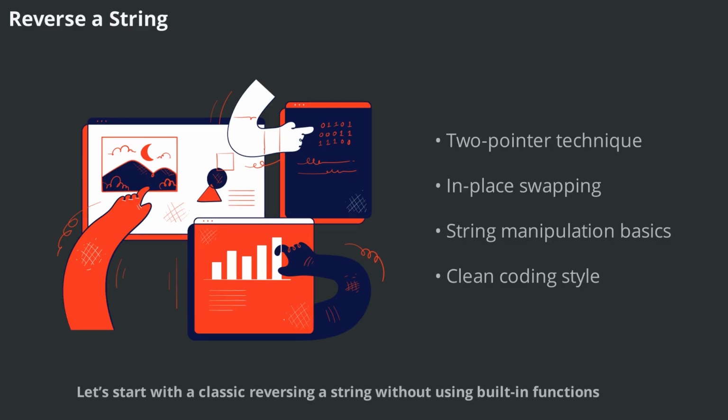Start with a classic: reversing a string without using built-in functions. This question tests your understanding of the two-pointer technique and in-place swapping. You'll need to convert the string to a character array, then swap characters from both ends until you meet in the middle. Interviewers use this to check your grasp of basic string manipulation and clean coding style. It's simple, but it reveals a lot about your fundamentals.